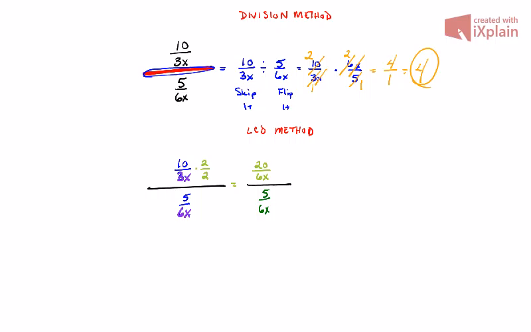What this allows me to do is, note that the denominators of both rational expressions are identical. That means that I can just cross them off and rewrite the problem to see what I have left. Well, I have a 20 in the top and a 5 in the bottom. 20 over 5 simplifies to 4 over 1, or again, 4. So either method will work. I would strongly suggest that you become familiar with both the division method and the LCD method and see which one works best for you or resonates the most for you.